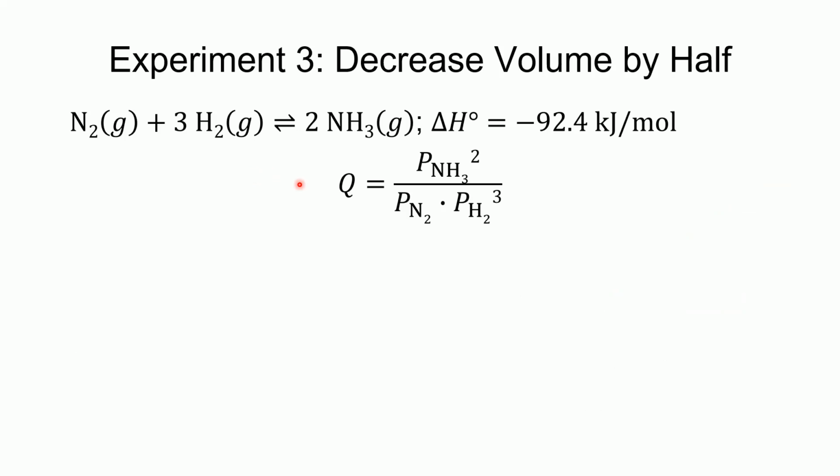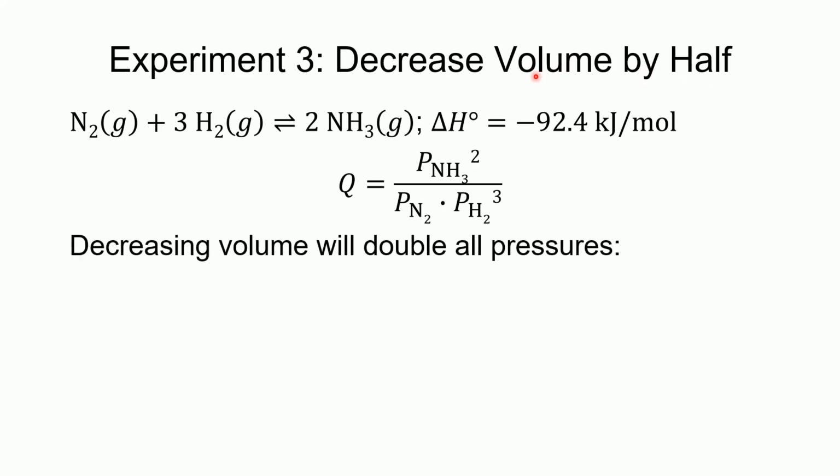For experiment 3, here we're not going to change the amounts of nitrogen, hydrogen, or ammonia. We're simply going to change the volume of our container. So these are all gases, which means they are all compressible. So we could squeeze on that container to increase the pressure of each. By decreasing the volume by half, we would double the pressures of all of the components. So the pressure of the ammonia, the nitrogen, and the hydrogen would each be 2.